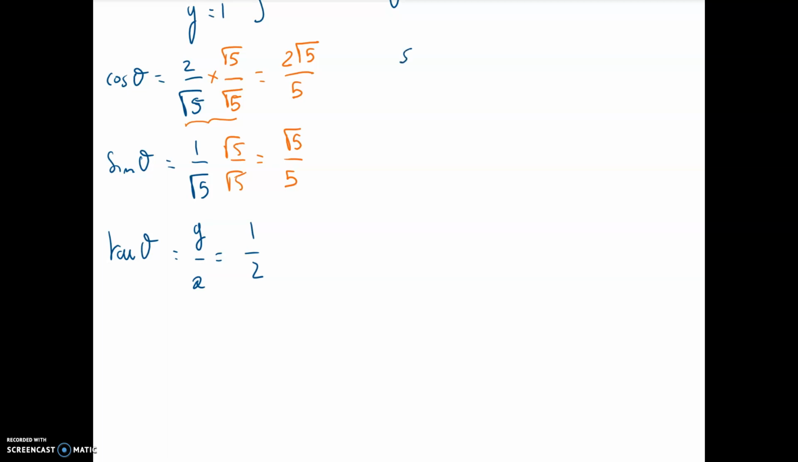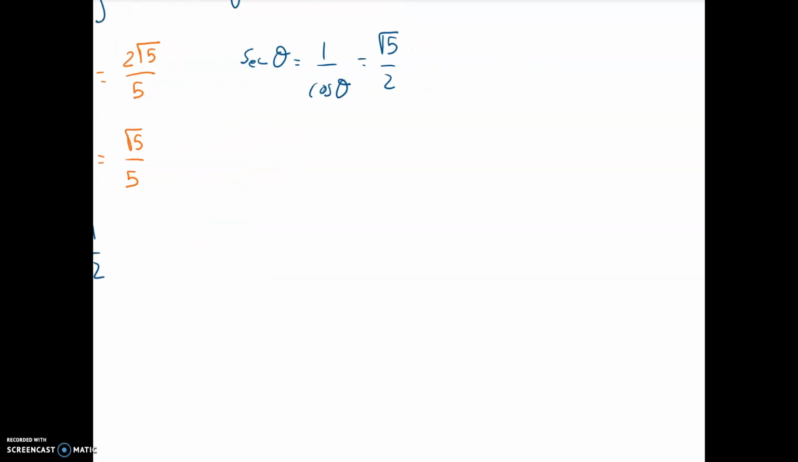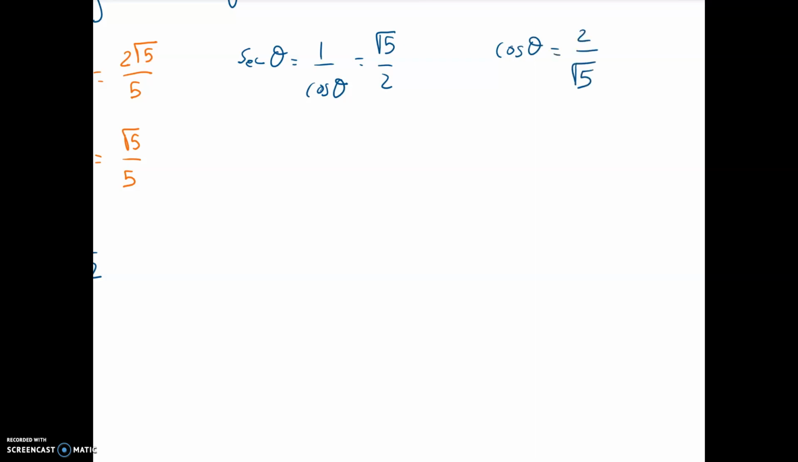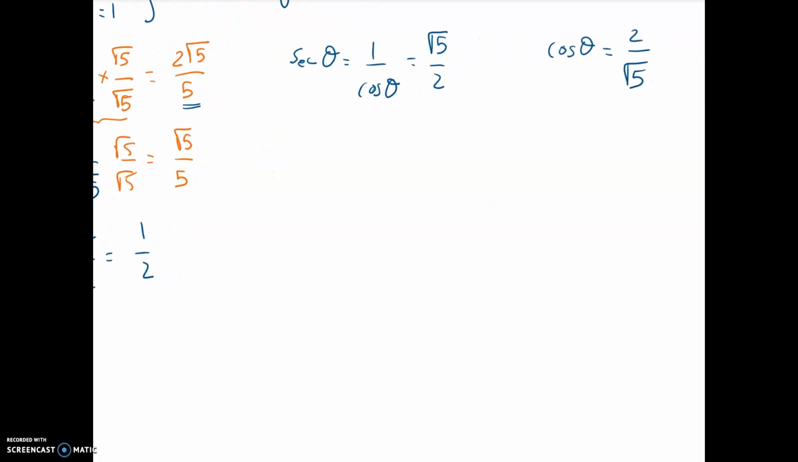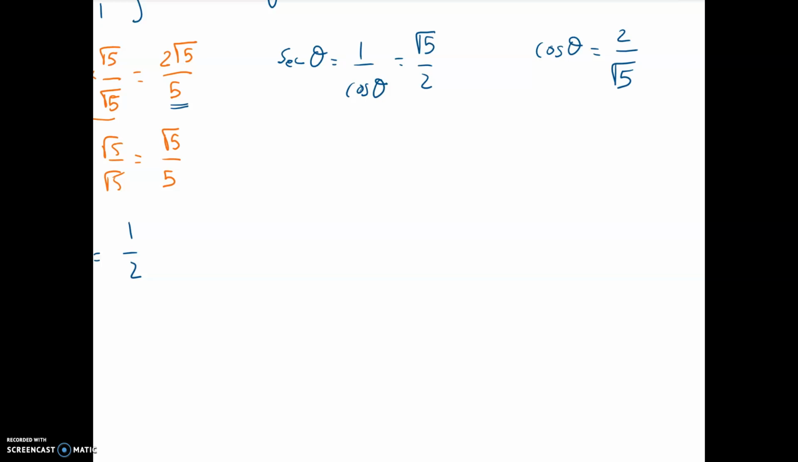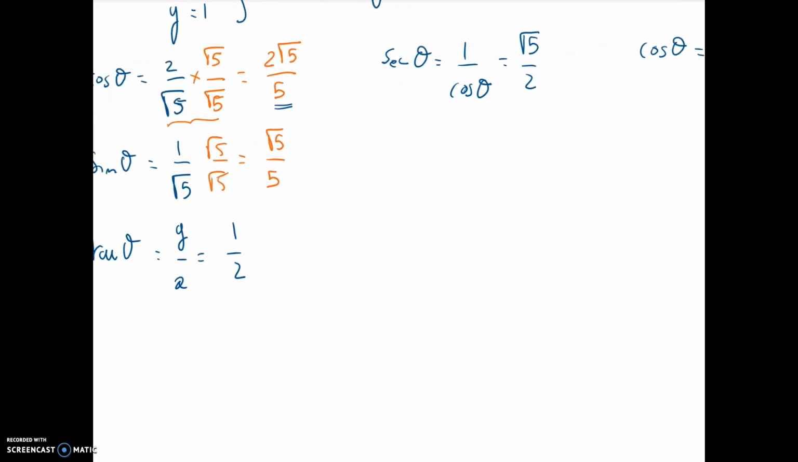The secant of my angle, which is 1 over cosine theta, is going to be square root of 5 divided by 2. Why is it going to be square root of 5 divided by 2? Because I'd like to remind you that cosine of my angle is 2 over square root of 5. So no need for me to work with the expression that I found right here, because it will force me to multiply again one more time to get rid of the square root of 5 on the bottom. I know right away that there is no need.